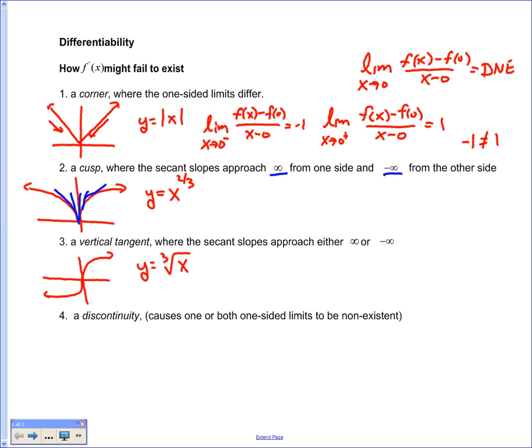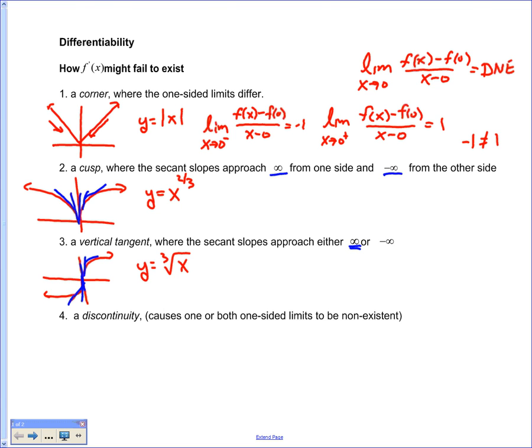In this case, as we approach from the left, we're going to get tangent slopes that are approaching +infinity. As we approach from the right, our tangent slopes are also approaching +infinity. So for the vertical tangents, both of the one-sided limits are going to approach the same value, but it's infinity, and therefore the two-sided limit doesn't exist. And since the two-sided limit is equal to the derivative, the derivative doesn't exist.